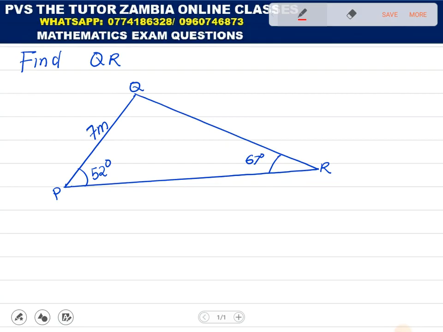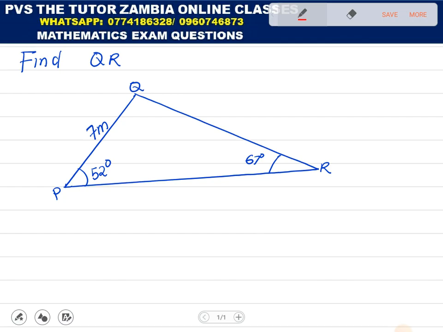I have a question under trigonometry which says find QR given a triangle PQR where angle QPR is 52 degrees and angle QRP is 67 degrees, and we have side PQ which is 7 meters. So how do we find QR?